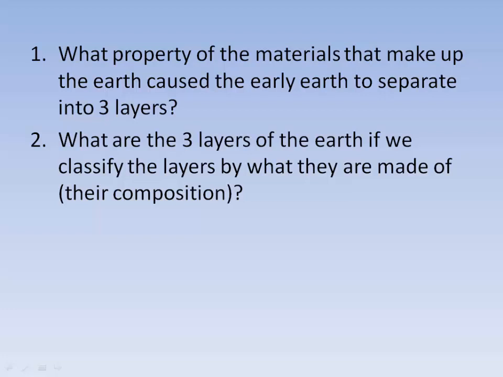What property of materials that make up the Earth caused the early Earth to differentiate or separate into 3 layers? Well, the density of the materials. The densest materials sank toward the center. The lightest materials floated up to the top. And the materials that were in between in density ended up in the middle.